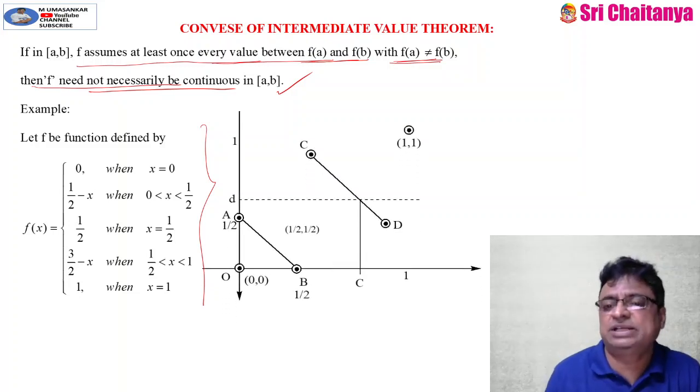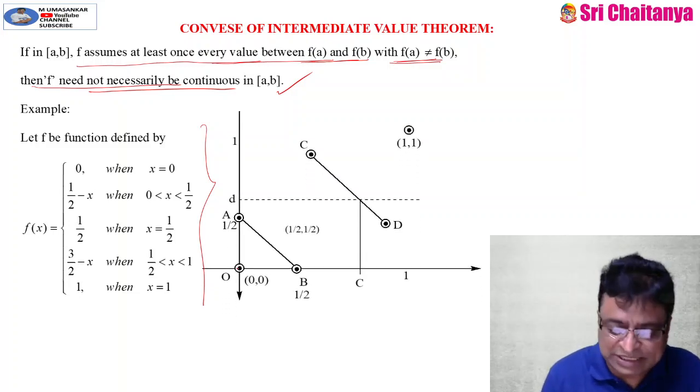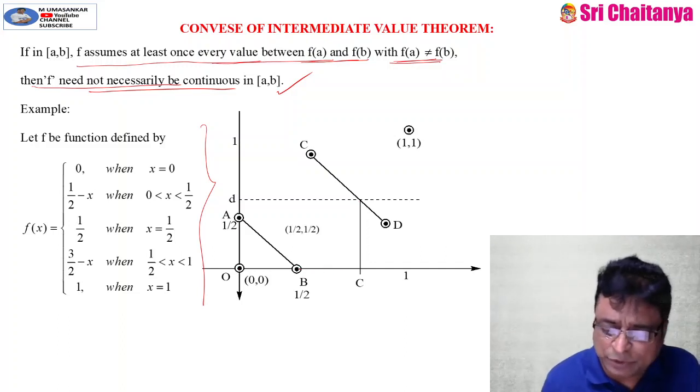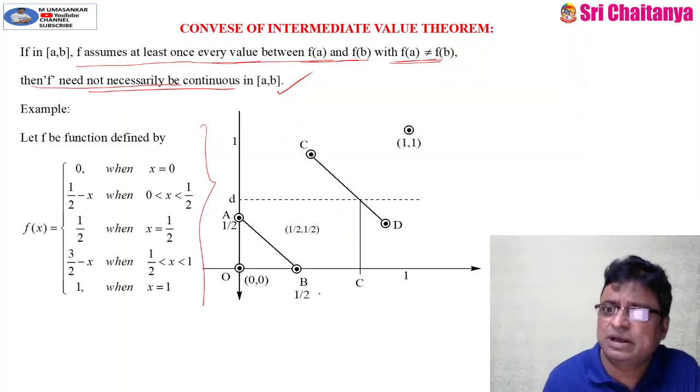See, the graph is like this. When x is equal to 0, it is 0. And from 0 to half, it is half minus x. And at x equal to 1 by 2, it is again 1 by 2. Okay, and from 1 by 2 to 1, your curve is again 3 by 2 minus x. Almost, the graph is like this.